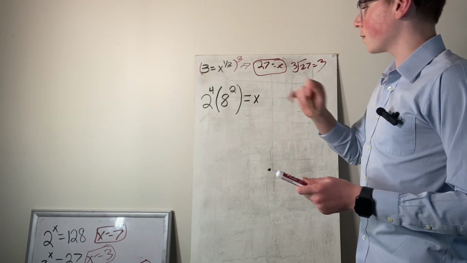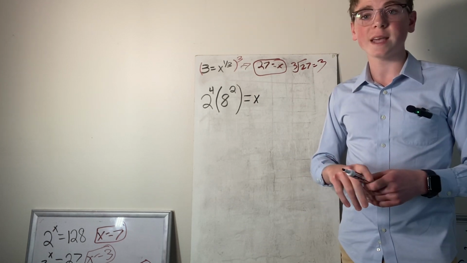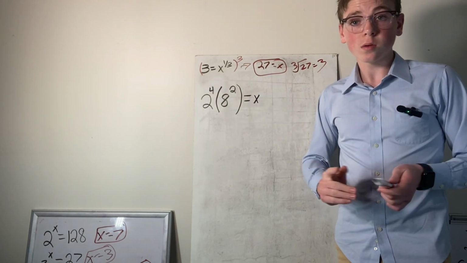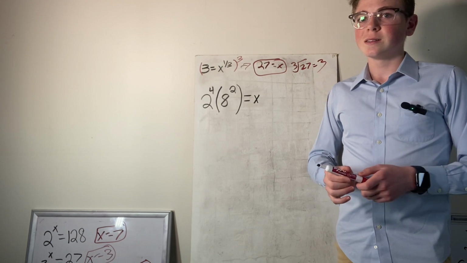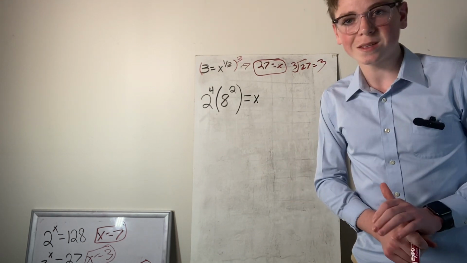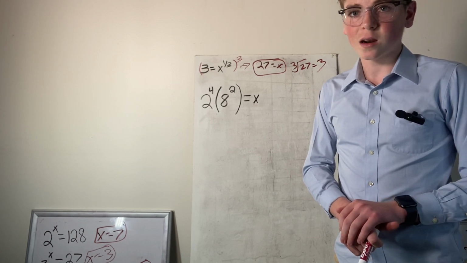Now, one last equation. 2 to the 4th power times 8 squared equals x. Now what? We have different bases, so can we just not do anything? Are we down on our luck? No, we're not. We have to change these to be the same base. If you can't change them to be the same base, it's not going to work out.